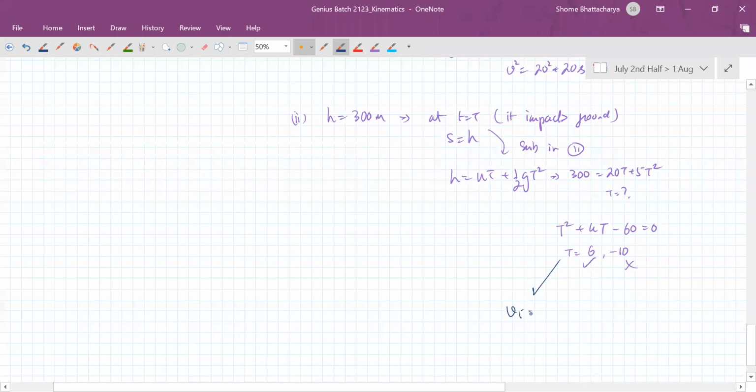We can see that the impact velocity is the value of velocity at t equal to capital T. So it is 20 plus g, that is 10 into 6. The final impact velocity will be u plus gt. So 80 meters per second. So it hits the ground at 80 meters per second at the time of 6 seconds.